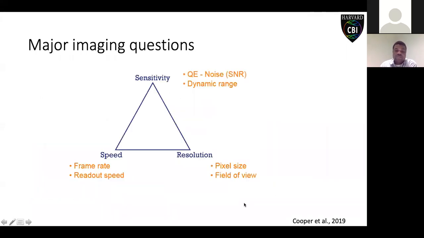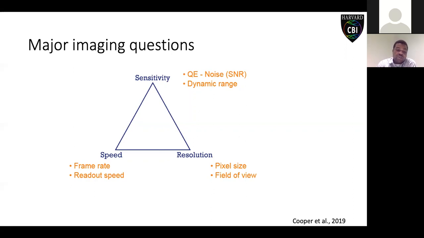All right. The major questions that we usually get at the HCBI from users are classified into three broad areas. First is sensitivity. Will I be able to detect my signal? Is there enough signal to noise ratio? And are the detectors good enough to detect that signal? The second thing is resolution. Everyone comes up and says, I want to get a very high resolution image. And what are the things you need to consider when you think of a high resolution image? And then the final part is speed.